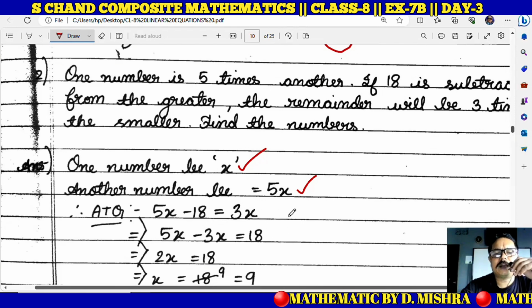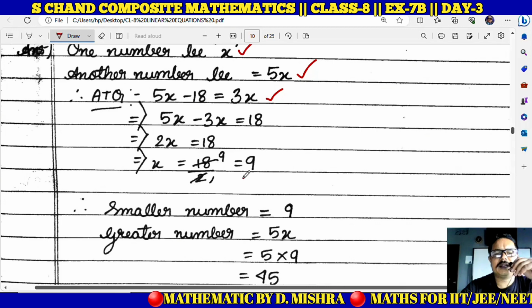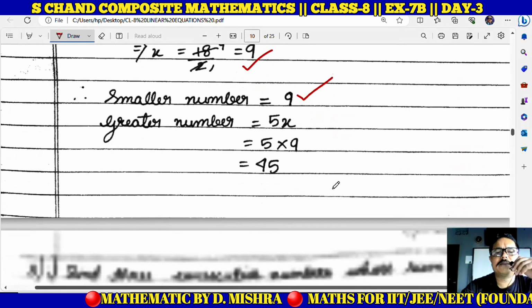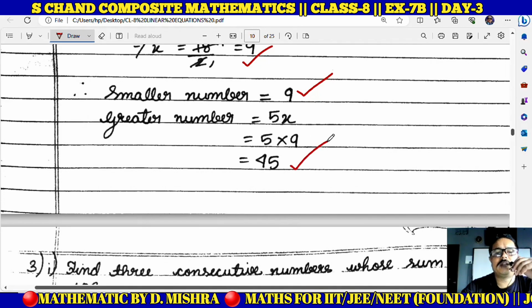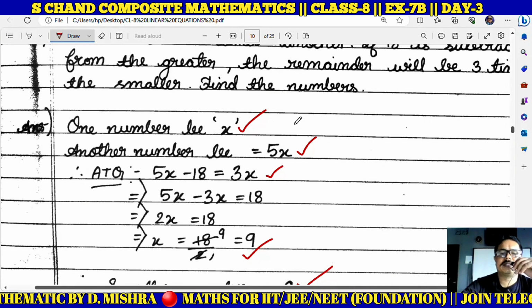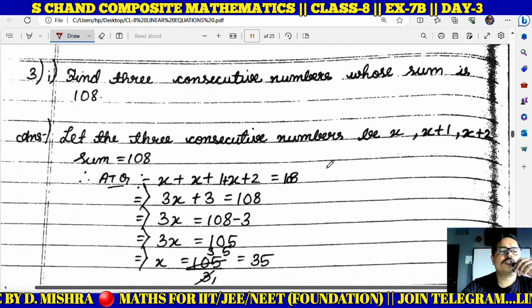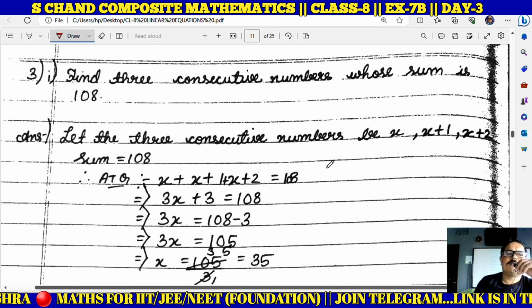Now the equation has come 5x minus 18 is equal to 3x, and after this you just need to solve, and x is coming here 9. So the smaller number is 9 and the greater number was 5x, so 5 into 9, 45. So this is the answer, x and 5x, 9 and 45. It's all right. Now question number 3. In 3 there are 4 or 5 questions.